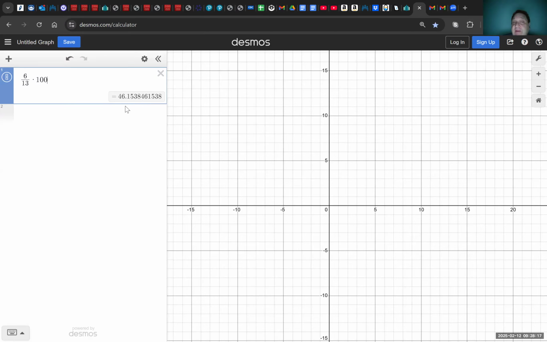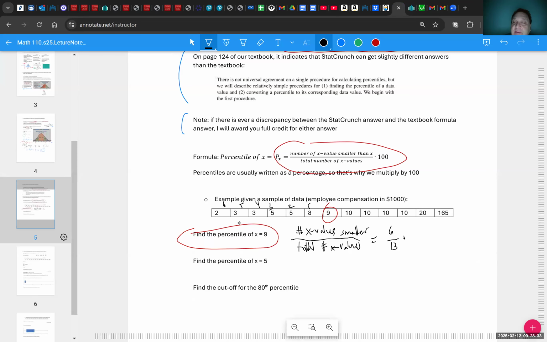A lot of times you round it to the nearest whole number. So the 46th percentile is where the X value of 9 lies. So the percentile of 9 is 6 over 13, multiplied by 100. So that's a simple calculation of how to get a percentile.